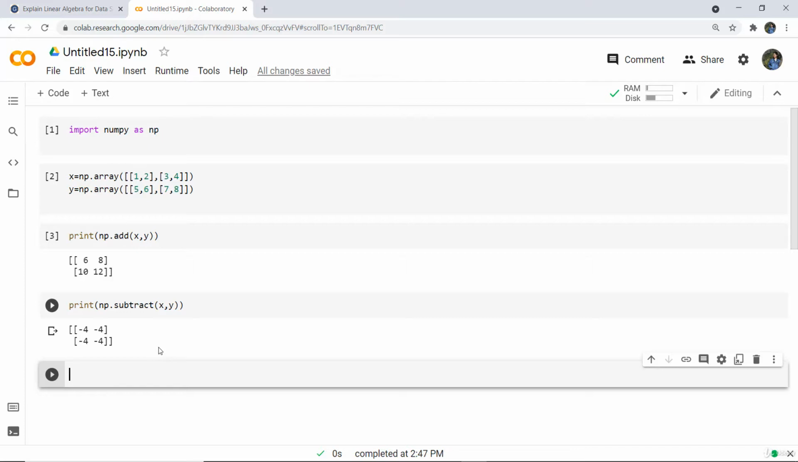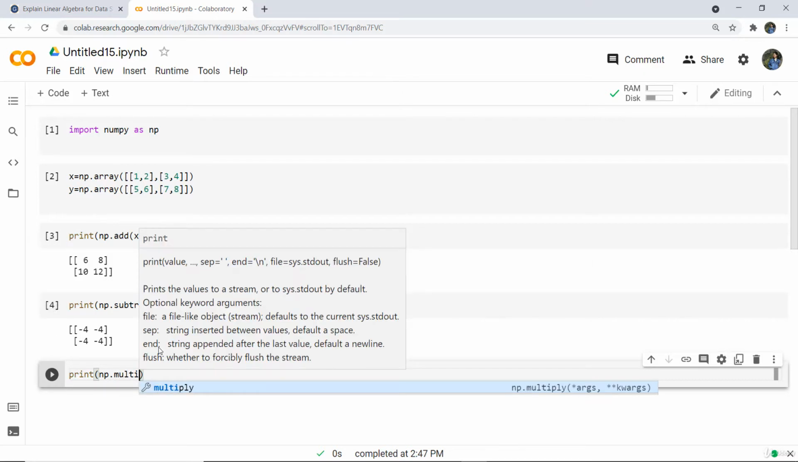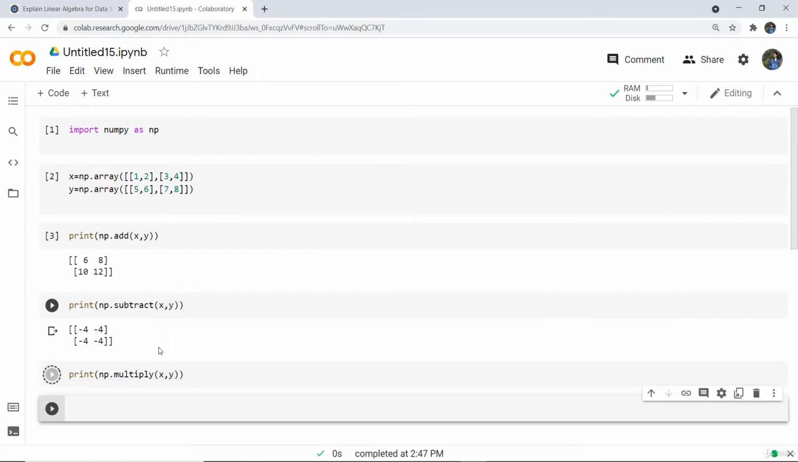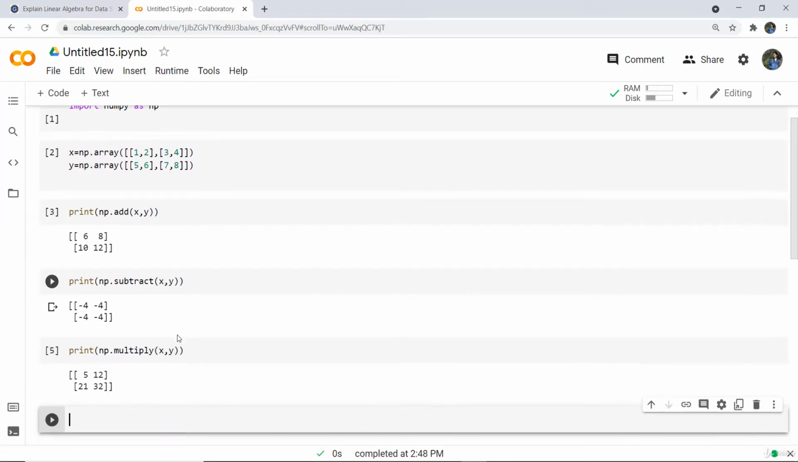Next, you have to see the multiplication of both the matrices. So you have to write np.multiply, and here you have to give x comma y. This gives you the multiplication of both the matrices which you have given.